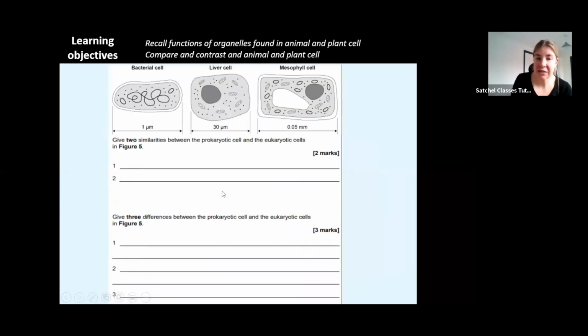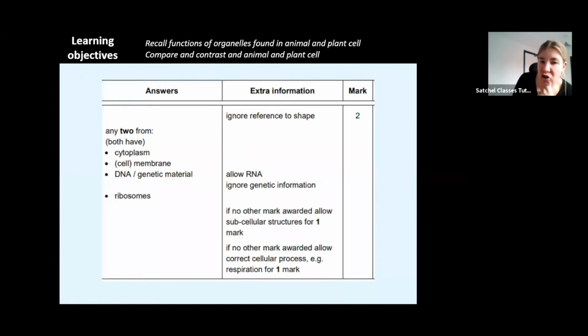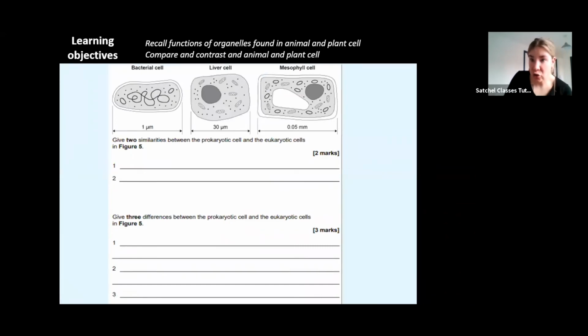Notice how it says 2 similarities between the prokaryotic and eukaryotic cells. So they said DNA and not a nucleus. If you said nucleus, that's actually not correct, because look at your bacteria cell. This is from a previous lesson. It's really important. Look at your bacteria cell. It doesn't contain a nucleus. So they're trying to catch you out. That's why this question is really fantastic. They're trying to catch you out.